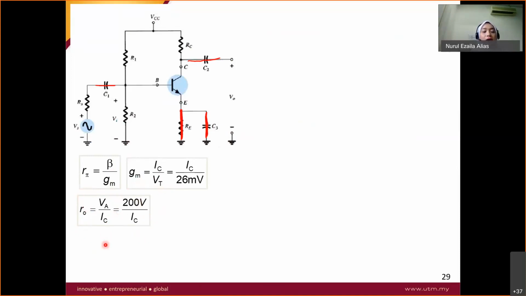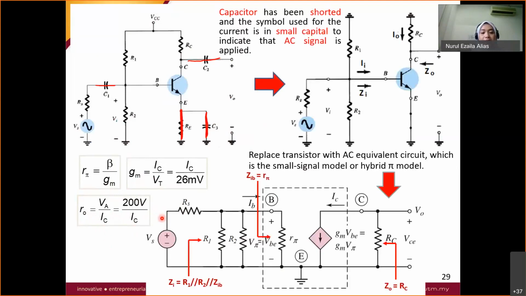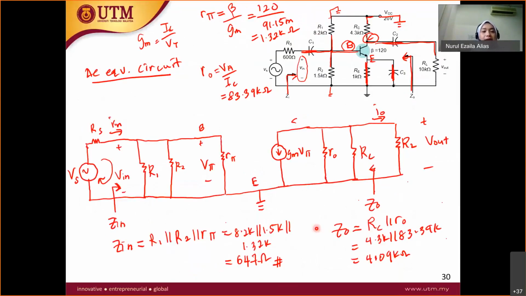You don't have to draw r naught because it becomes an open circuit, being too large due to the infinite VA. So this is the hybrid pi model. If VA is given, you have r pi, gm V pi, and r naught. Then from base to emitter, you have to draw, point to point, all the resistors that exist in the circuit. All right, so this is what we have done for the common emitter bypass RE.